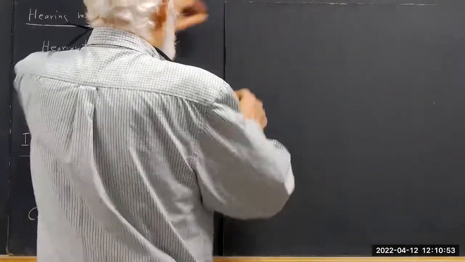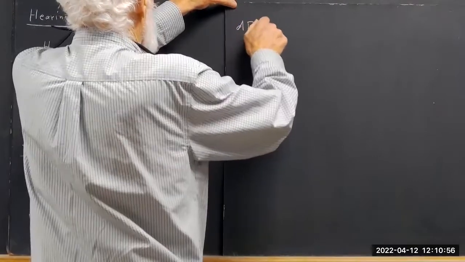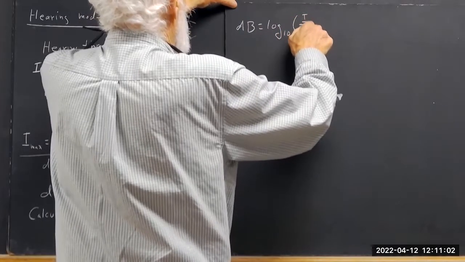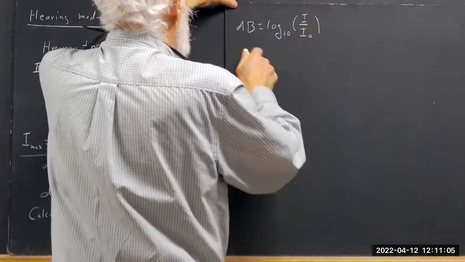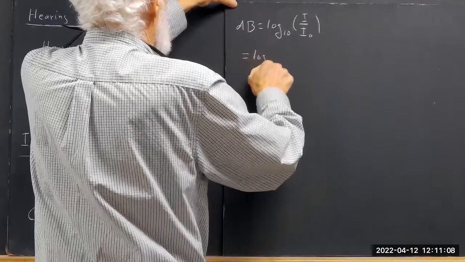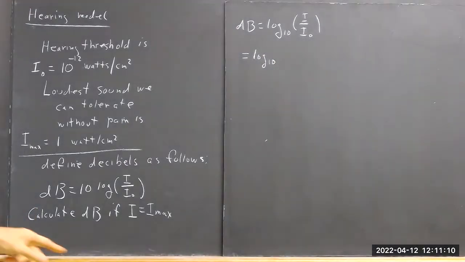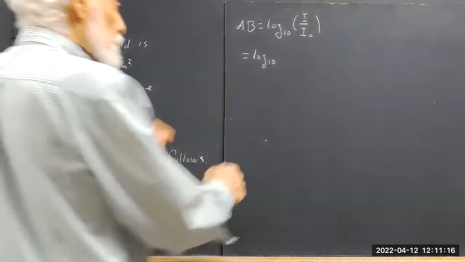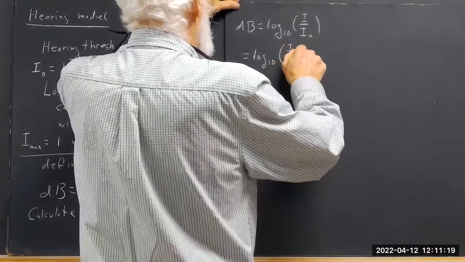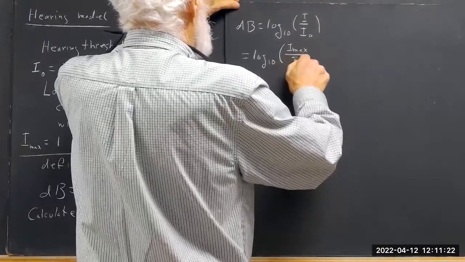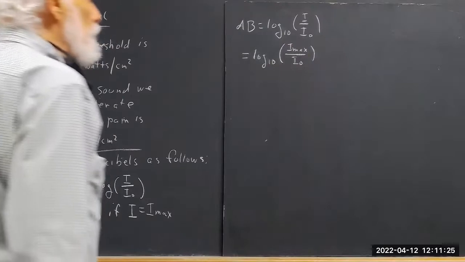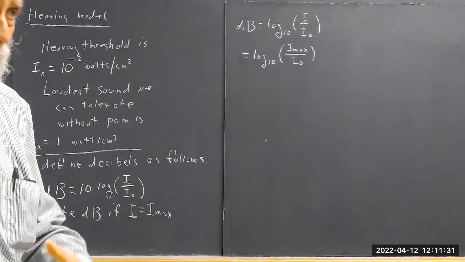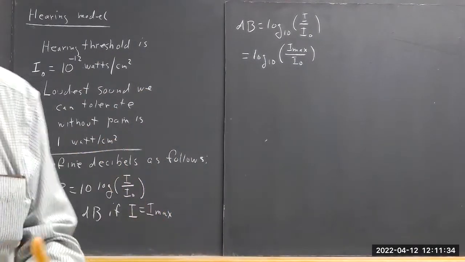So you say, first, dB equals log base 10 of I over I naught. That equals log base 10 of I max over I naught. And it wouldn't be bad to remind yourself that what you're doing is I max over I naught, because your goal here is not just to get the right answer. Your goal is to understand what's going on. Because if you understand it, then you remember what to do much better.